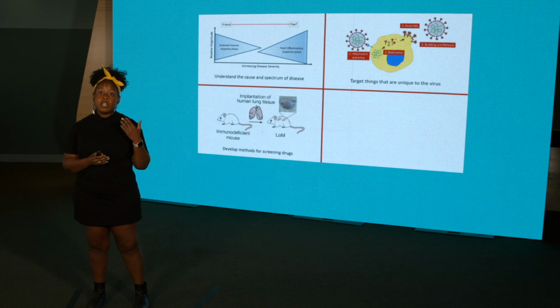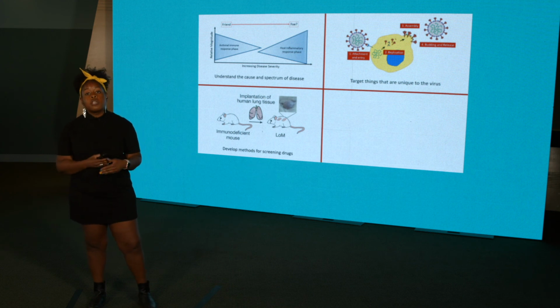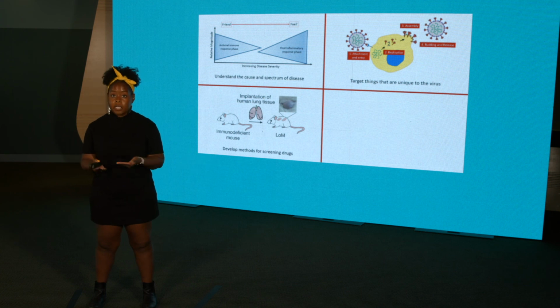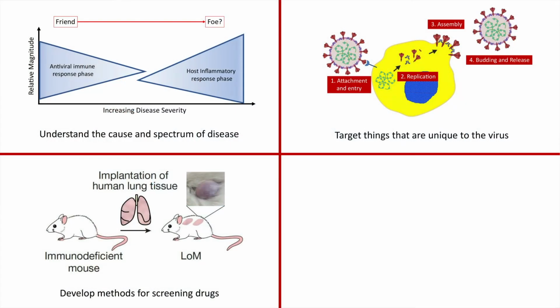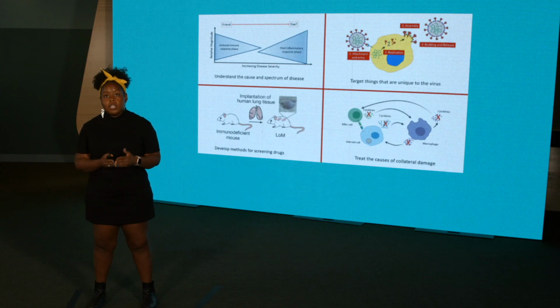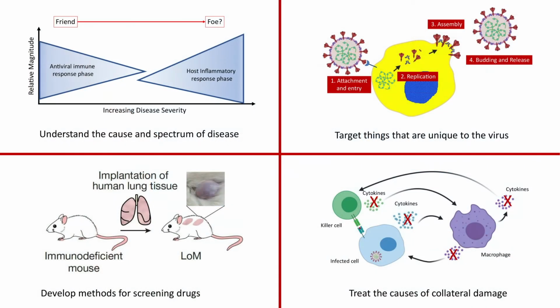Third, it's important to develop new methods for screening drugs. So with a virus like SARS-CoV-2, which doesn't infect mice, which are a useful animal model for developing drugs, we can develop new mouse models that can be infected with SARS-CoV-2 and then use those to screen new compounds. And finally, we can target the immune system to treat these causes of collateral damage, which include these cytokines that contribute to this inflammatory storm.